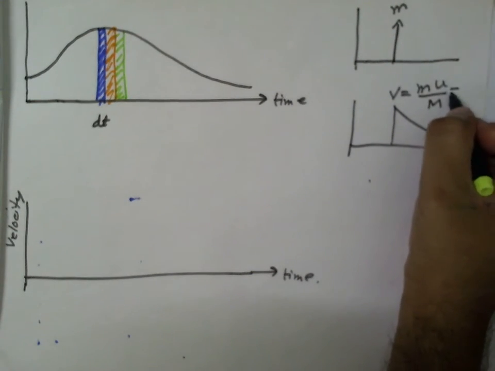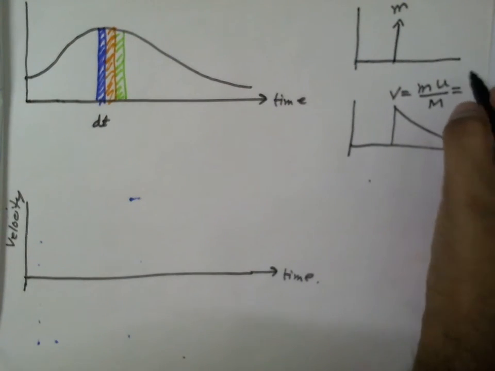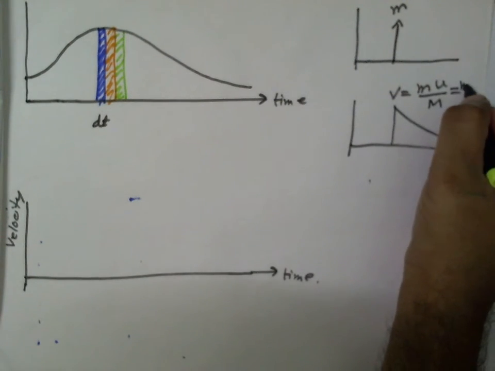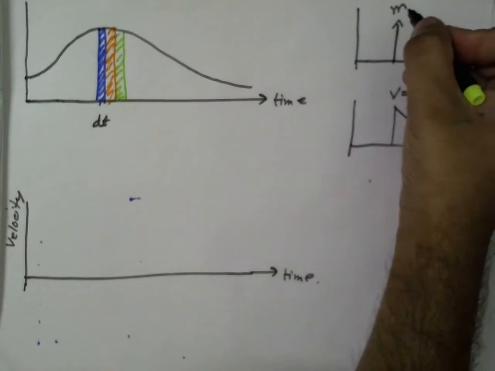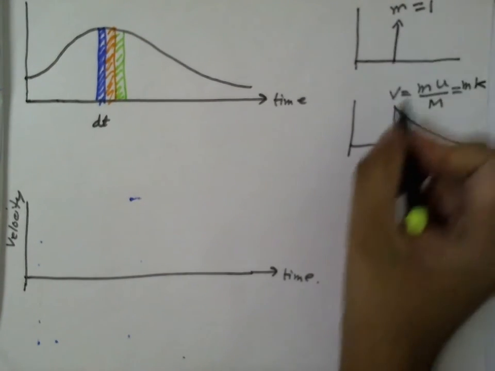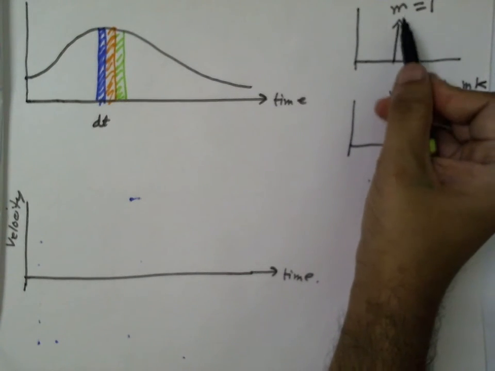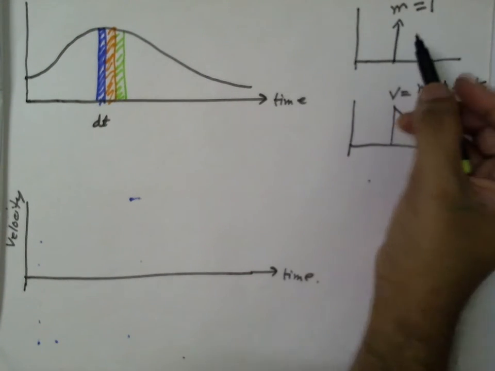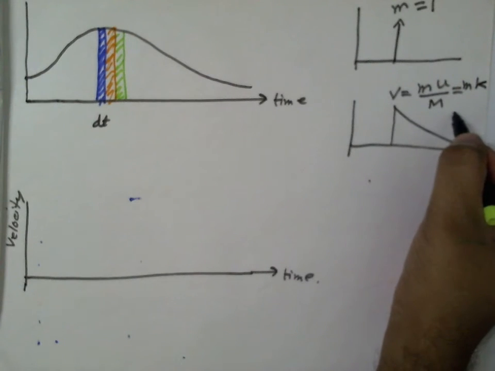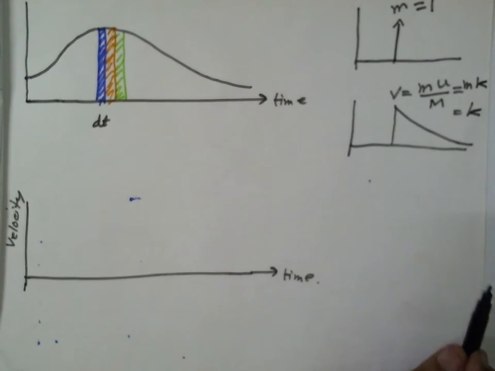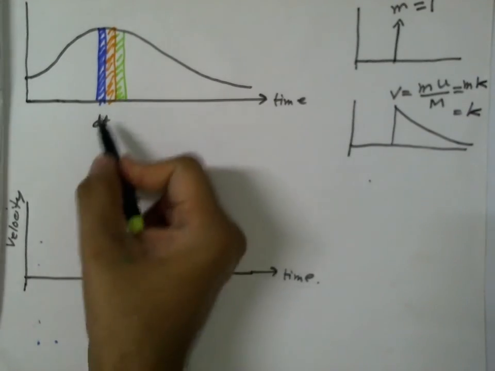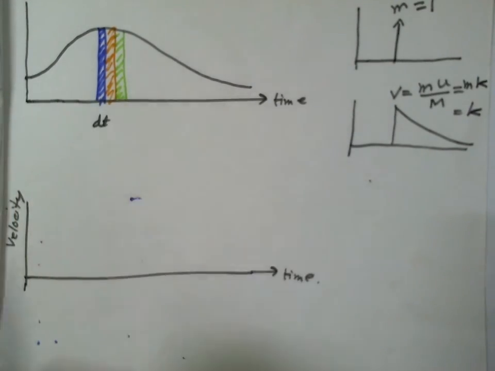Then it is m times k. Therefore, if m is equal to 1, if a unity amount of gas is burned, then the starting velocity is equal to k and decreasing exponentially. Right? Now here, let's come back to this curve.